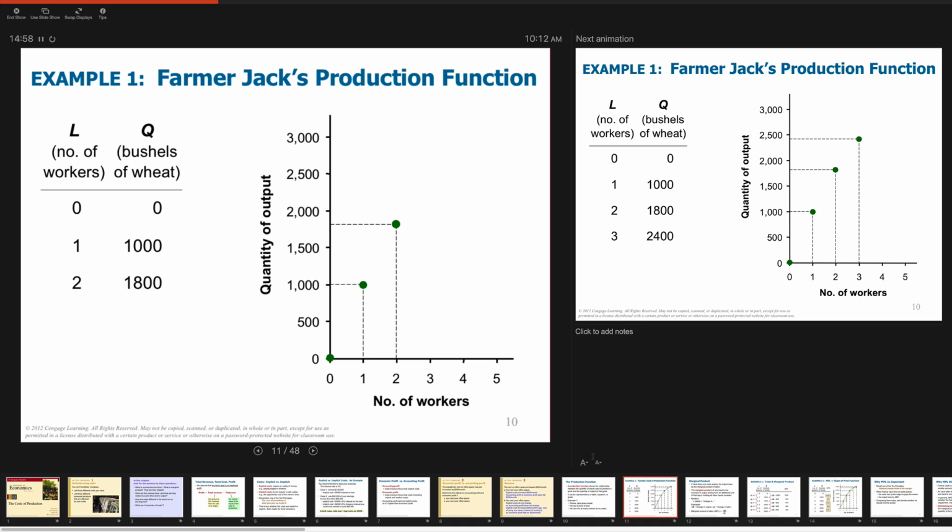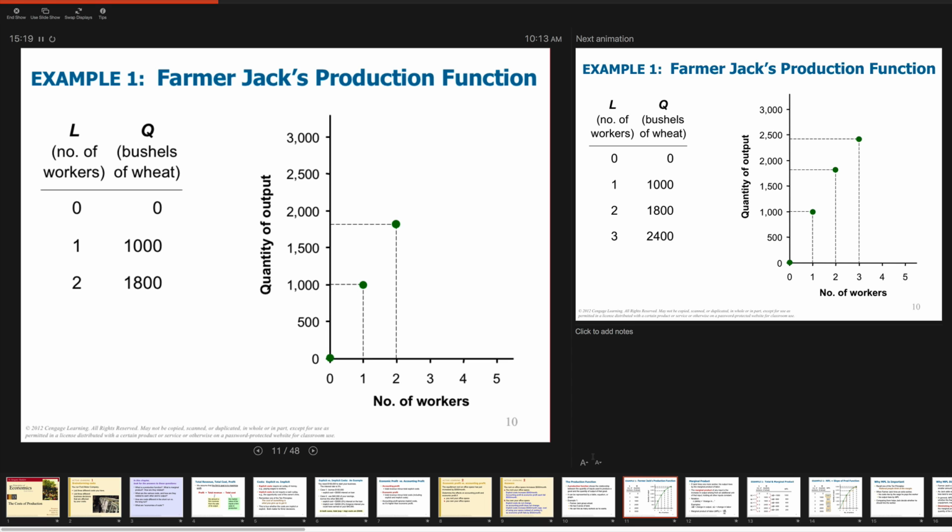If he hires 2 workers, he gets 1,800 bushels of wheat. Ask the question: why isn't it linear? Why didn't he get an extra 1,000 bushels of wheat? Is that what you're asking? Oh, because it costs more. That's a good question.